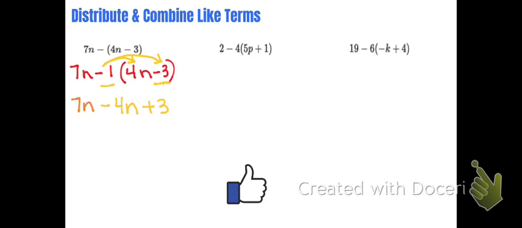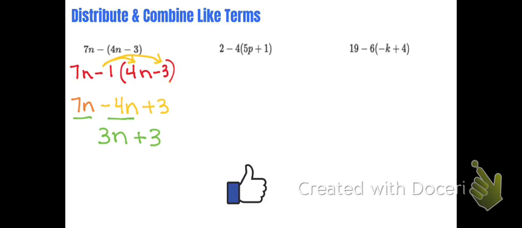Now that I've distributed that -1 to the 4n and the -3, now I can look to see if there's any like terms I can combine. Do you see them? Like terms have the same variable and exponents, or they're just constants, regular numbers like 3. If there was a 4 there, or 5, I would combine these, but there isn't. But I can combine the 7n and the -4n. How many n's do I have? 7 minus 4 is 3, so 7n minus 4n is 3n.